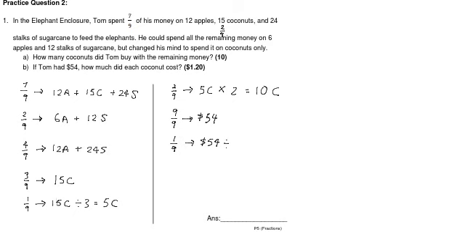divided by 9. Okay, which gives us $6. So 1/9 of his money is $6. And 1/9 we know can get him 5 coconuts. That means 5 coconuts cost $6, right? How much did each coconut cost? $6, we divide by 5 coconuts. And we know that each coconut costs $1.20.